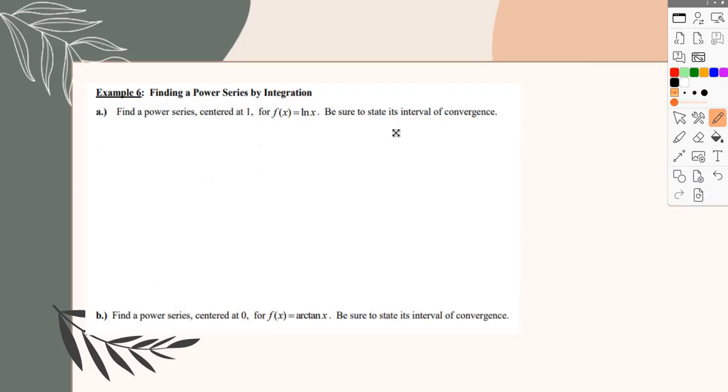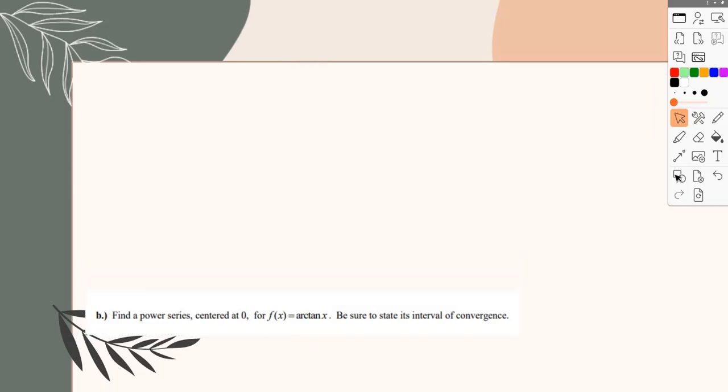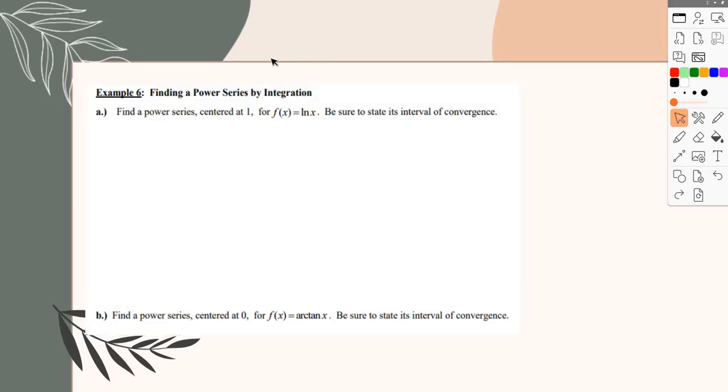Alright, so let's look at our second one. Wait, what was the interval of numbers? Oh, sorry. Yes. That's not what I wanted.